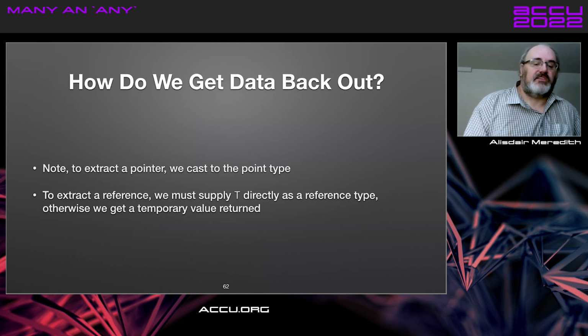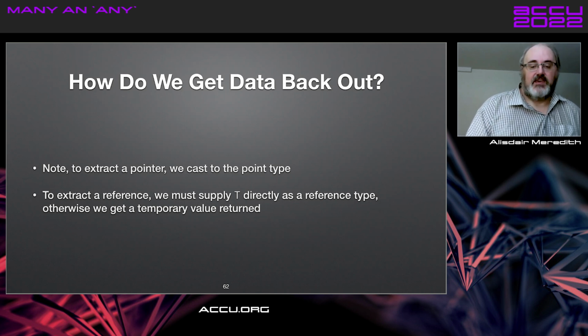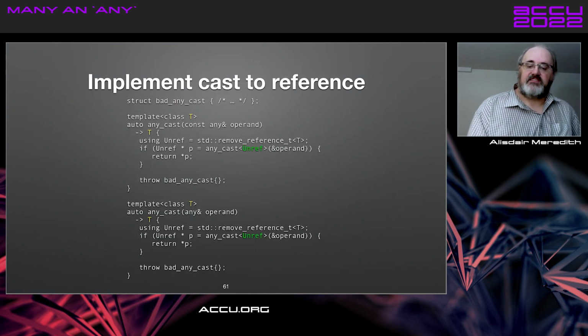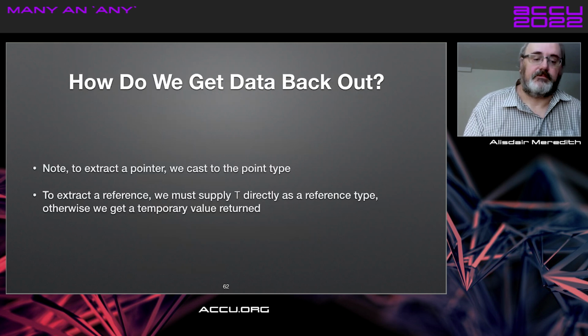Again, to extract a reference, you need to pass out a T-ref or T-ref-ref. Otherwise, you're going to actually get a copy returned back, because that's what you asked for. You said, please give me that copy, and it will be constructed directly in this any_cast. When you return star p, at that point, it's going to make a copy, because that's what we've declared we're returning. And it will not even move optimize.